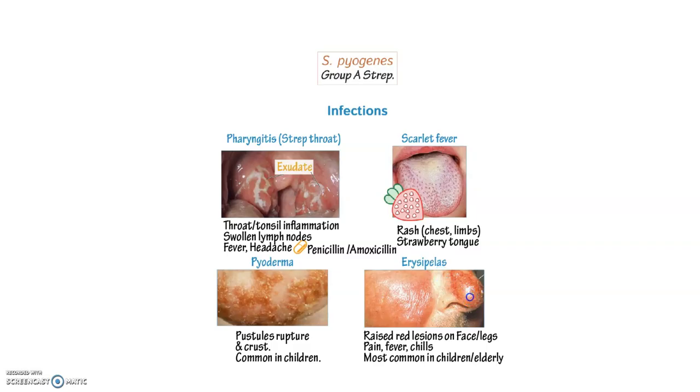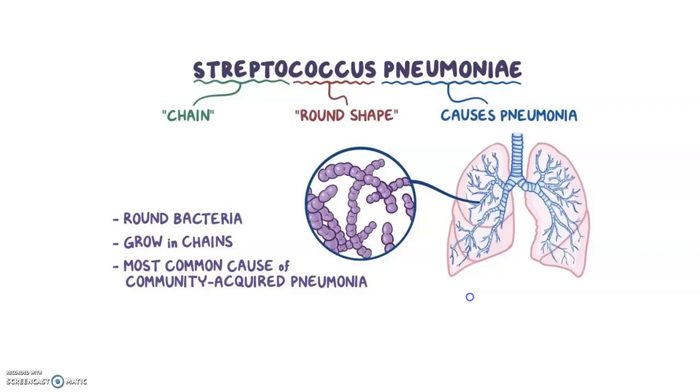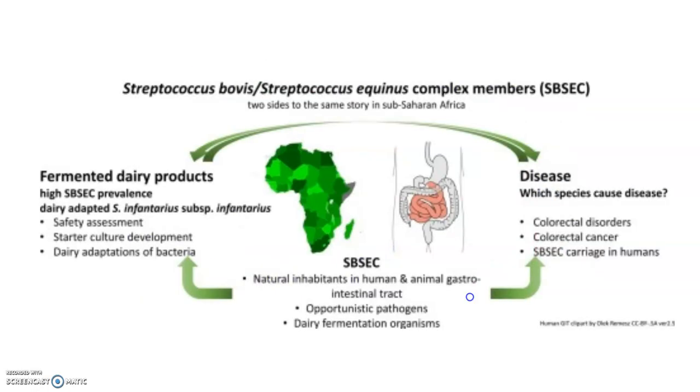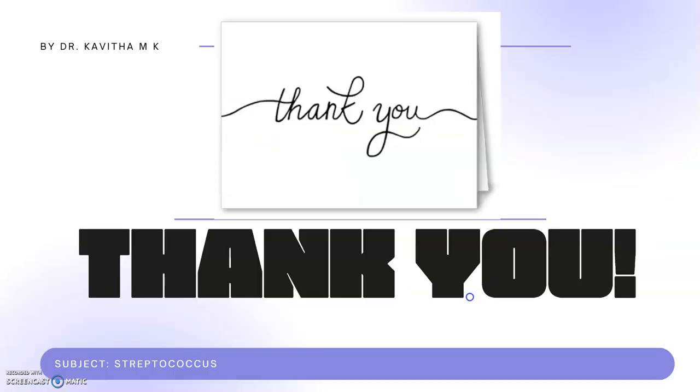These are all caused by Streptococcus pyogenes, and Streptococcus pneumoniae causes pneumonia. It is one of the most common causes of community acquired pneumonia. And Streptococcus bovis is responsible for colorectal disorders or colorectal cancer. It is a natural inhabitant in the human or animal gastrointestinal tract. It is an opportunistic pathogen. So that is about Streptococci. Thank you.